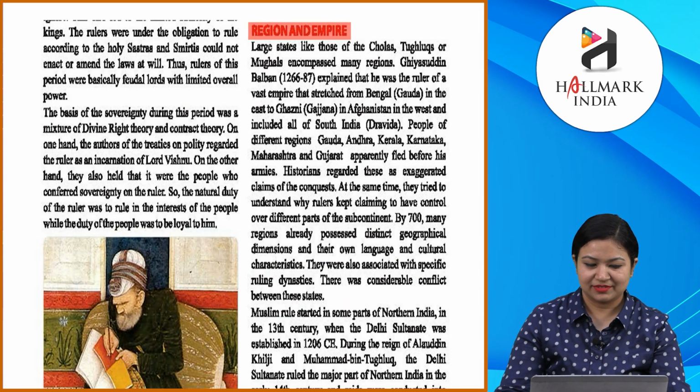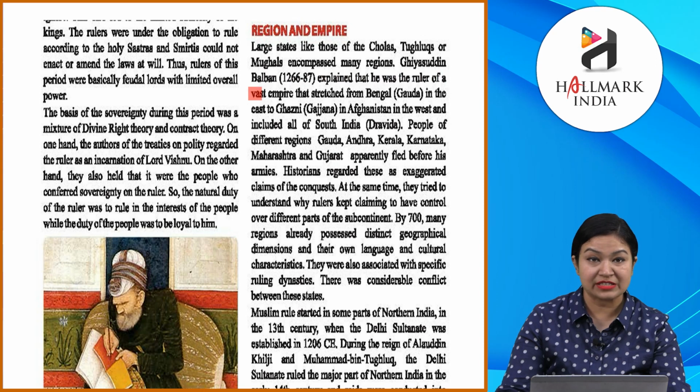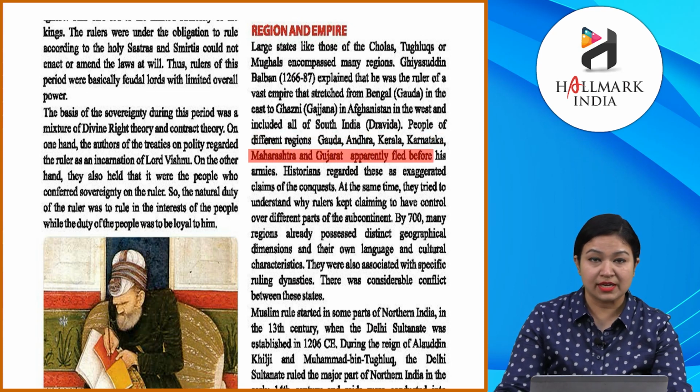Regions and Empire. Large states like those of the Cholas, Tughlaqs and Mughals encompassed many regions. Ghiyasuddin Balban, 1266 to 87, explained that he was the ruler of a vast empire that stretched from Bengal, Gauda, in the east to Ghazni, Gajana in Afghanistan in the west and included all of South India, Dravida. People of different regions, Gauda, Andhra, Kerala, Karnataka, Maharashtra and Gujarat apparently fled before his armies. Historians regarded these as exaggerated claims of conquest.